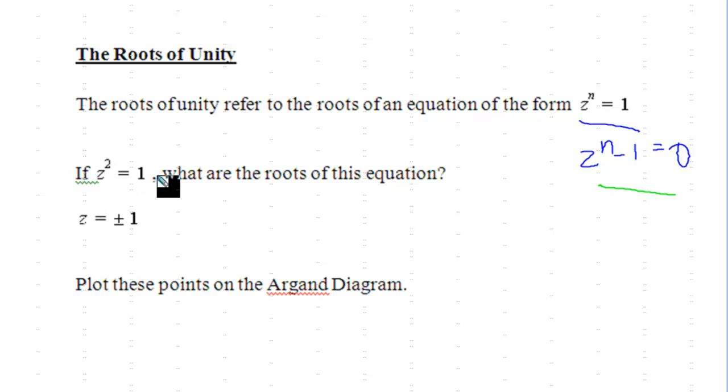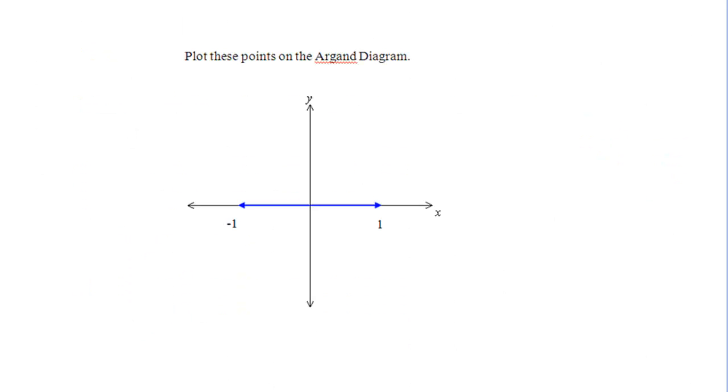So for z squared is equal to 1, we know that the roots are plus or minus 1. If we plot these on the Argand diagram, what does it look like? Well, it looks like this. They're two vectors. One goes in the direction along the positive x-axis, 1 unit. The other goes in the negative direction, 1 unit. So they're going in opposite directions, and they're 1 unit away from the origin. That's all we need to do for that one.